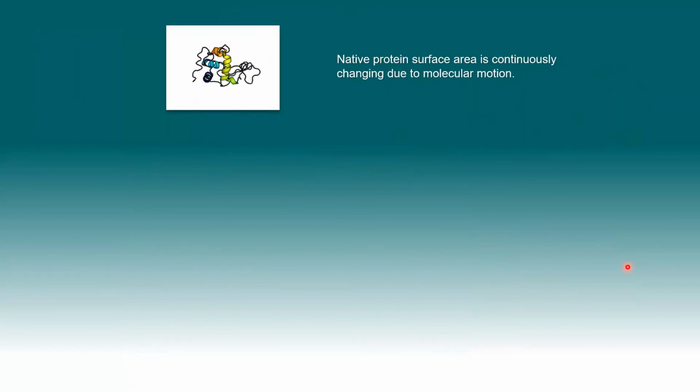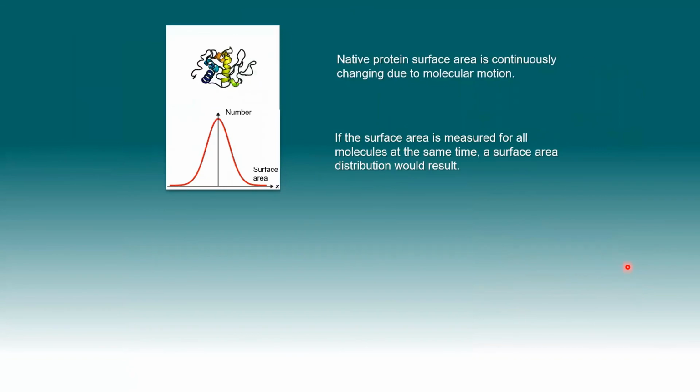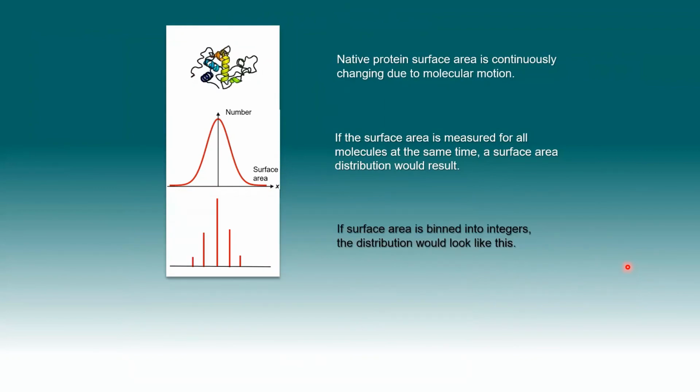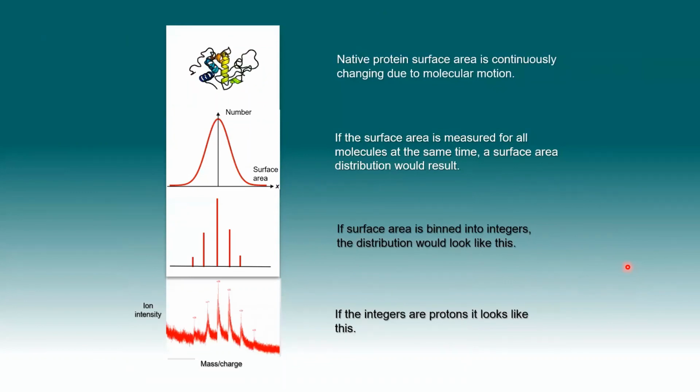So in a native protein, surface area is continually changing due to its molecular motion in solution. If we are able to plot the surface area for all the molecules at the same time, we would expect a surface area distribution. If we then bin that surface area distribution into integers, the distribution would look like this. But of course, these integers are protons, and the distribution actually looks like this. So this is a real spectrum for a native protein.